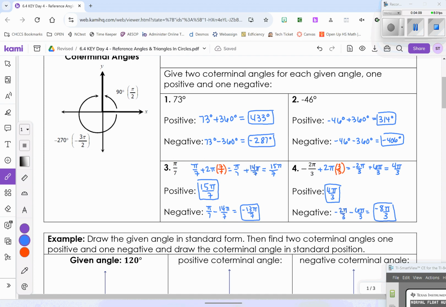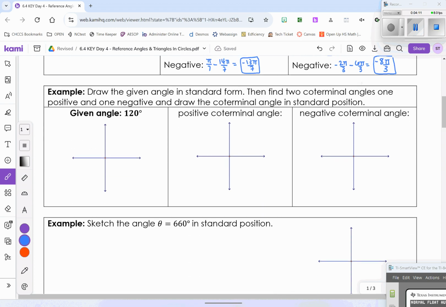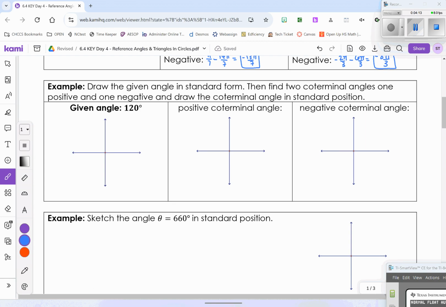Of course, there's many. So down here it says to draw the given angle in standard form, then find two coterminal angles, one positive and one negative, and draw the coterminal angle in standard position. So for this one, if we have the given angle is 120 degrees, we know that's in quadrant 2 because this is 0 degrees, 90 degrees, 180 degrees. So we know 120 would be about up here.